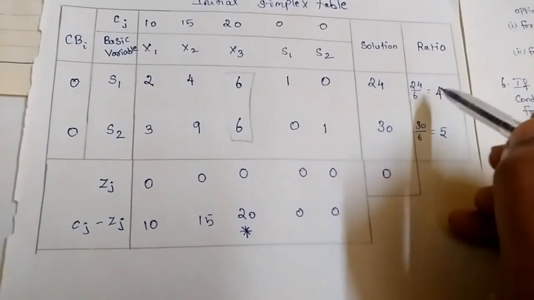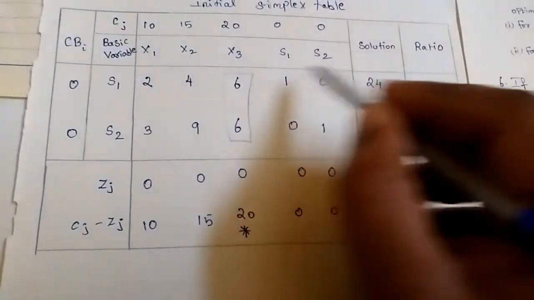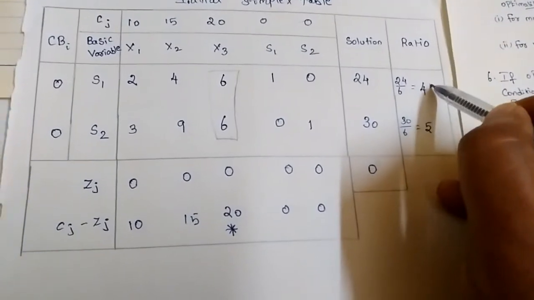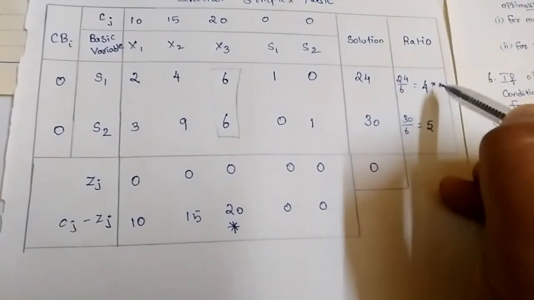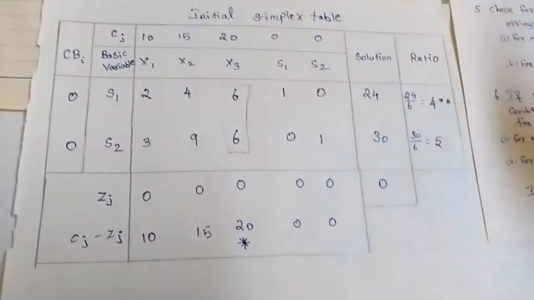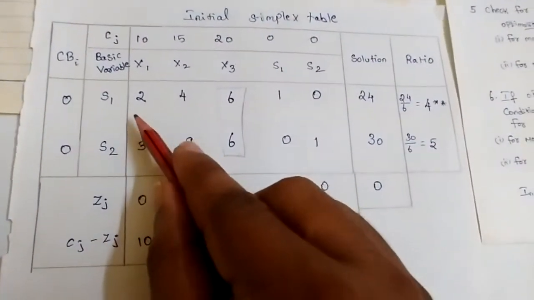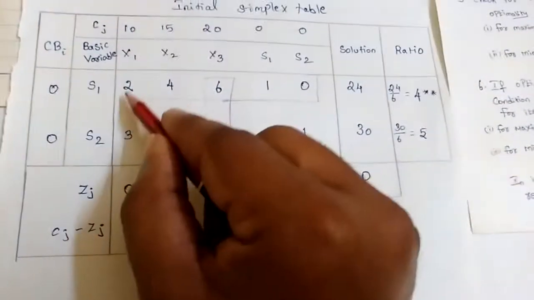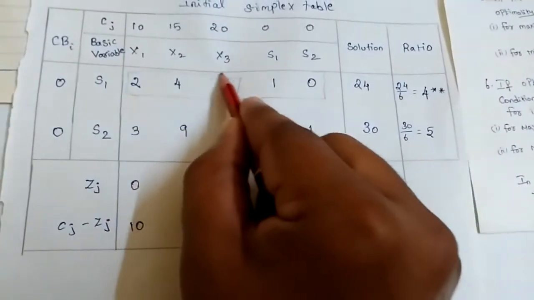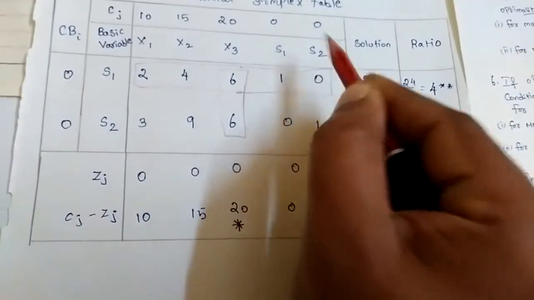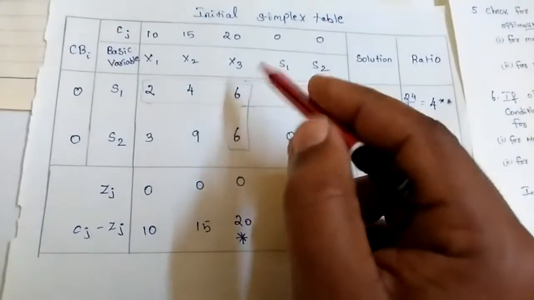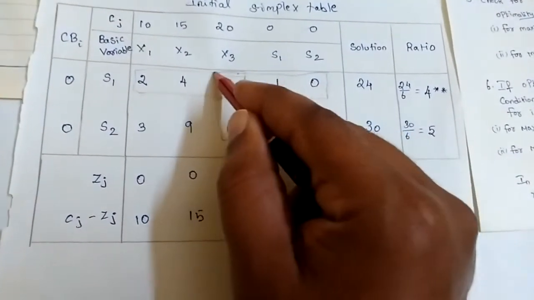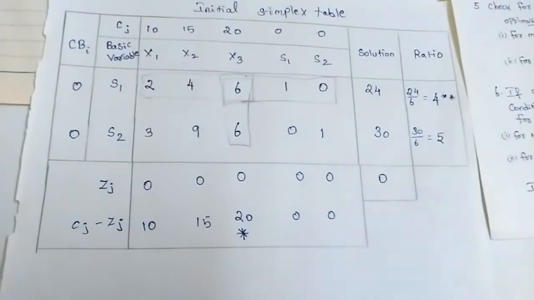Why do we need to calculate this ratio? Now we are going to find the minimum ratio. To find the key row, whichever ratio is minimum, that row is the key row. Between 4 and 5, which is minimum? 4. Put a double star here to denote that this is the key row. This is the way to find the key row, key column, and key element. Now the key element is this 6, which comes in the intersected box. 6 is the key element.